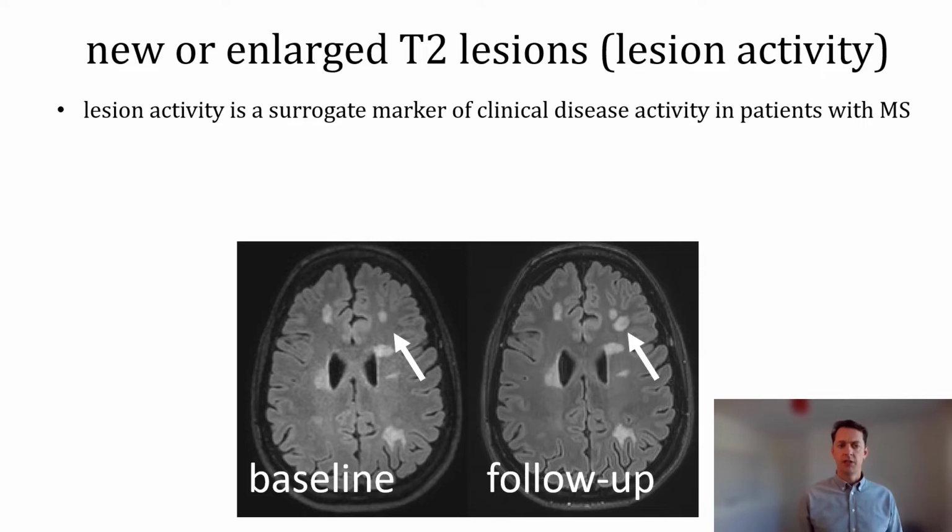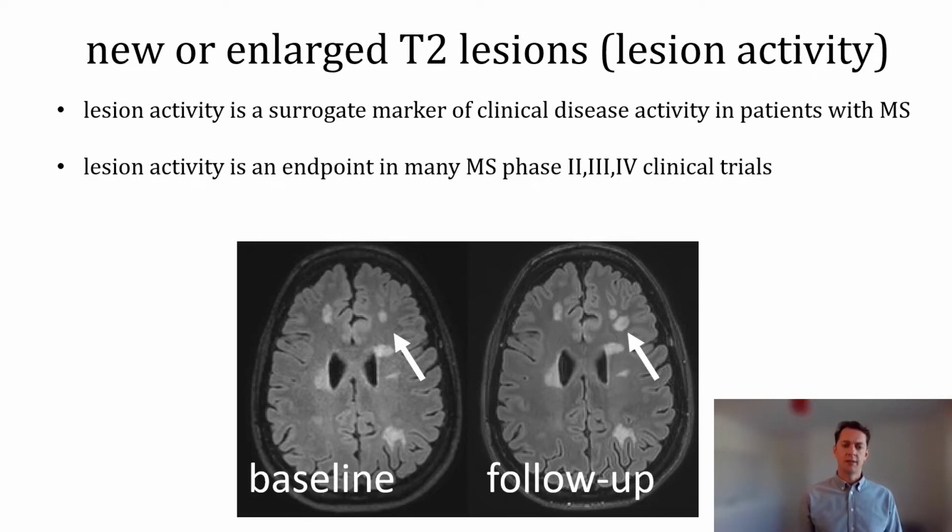Disease activity in patients with MS classically has been defined by the occurrence of new neurological symptoms or by the rate of relapses. If patients are regularly scanned with an MRI, disease activity can be detected much earlier, even if the patient does not show any neurological symptoms. So new or enlarged T2 lesions found on the MRI, and this is what we also call lesion activity, can serve as a surrogate marker for clinical disease activity in patients with MS.